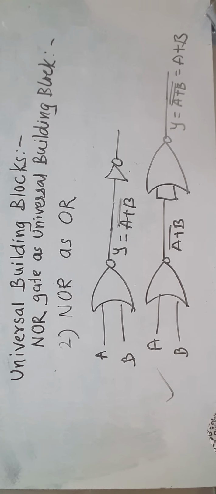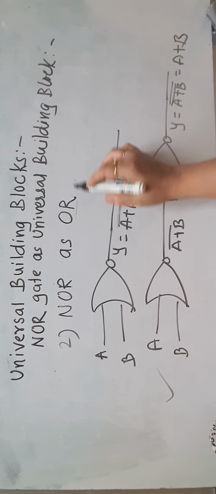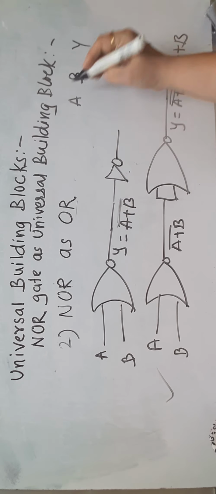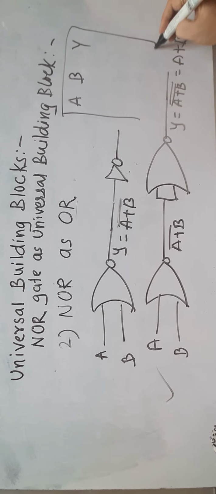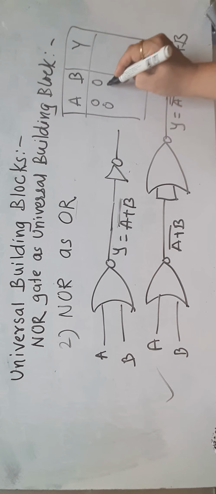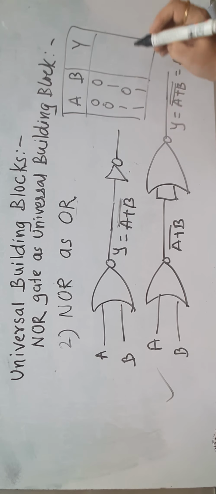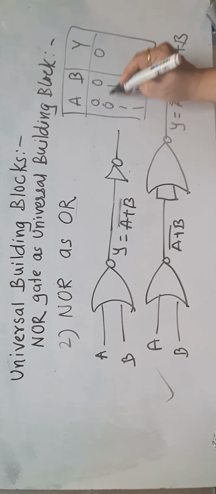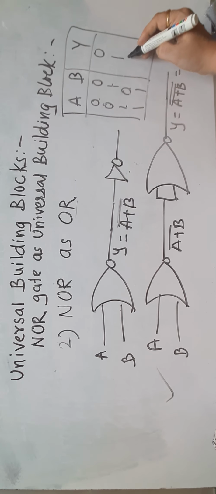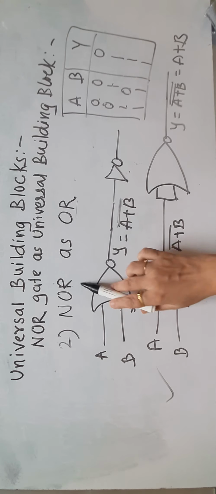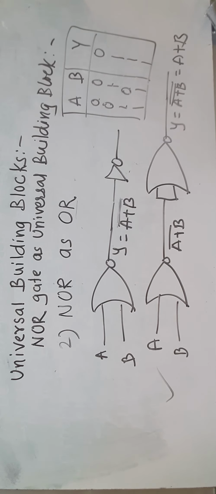Now we have to draw the truth table for OR gate. A, B, Y. Inputs 0 0, 0 1, 1 0, 1 1. So the truth table for OR gate is outputs 0, 1, 1, 1. So this is NOR as OR.